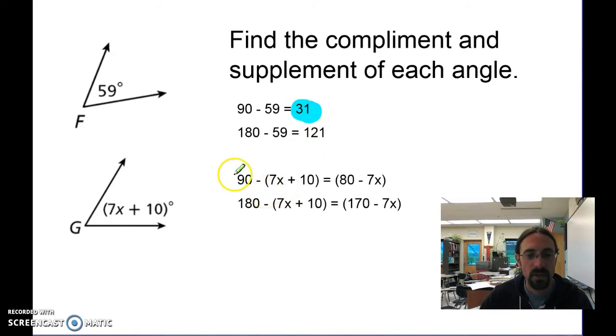So far, so good. When you look at angle G, the same pattern is true. If you want to find the complement, it's 90 minus the angle measure, which is 7x plus 10. It's an algebraic expression. And when you simplify that, the measure of the complement is 80 minus 7x. And the supplement of angle G is 180 minus (7x plus 10), which simplifies to 170 minus 7x.